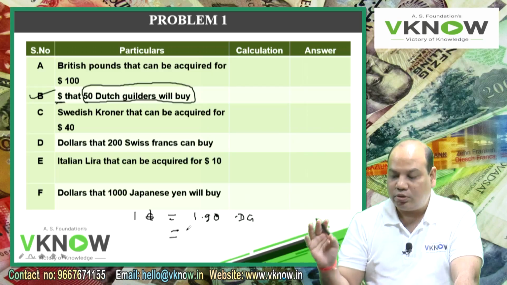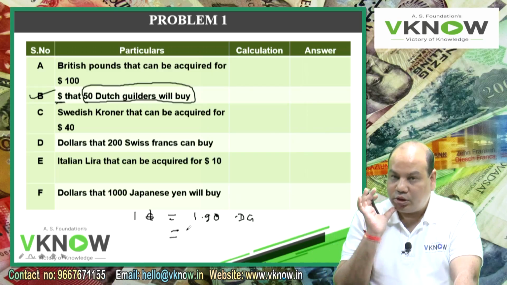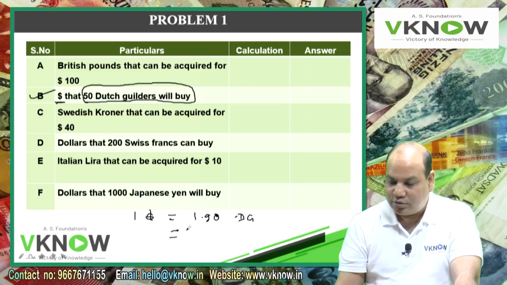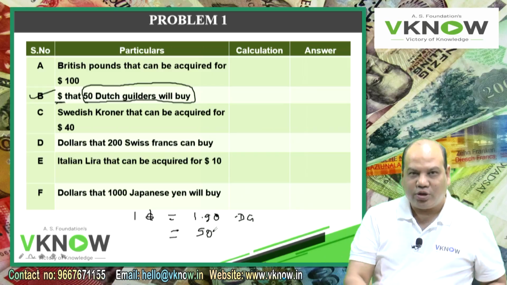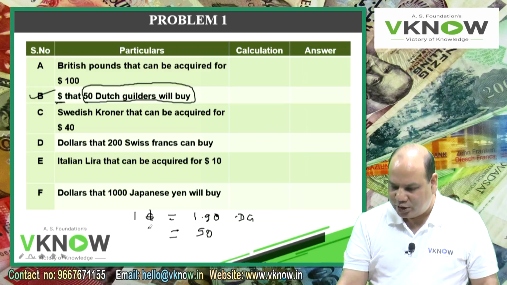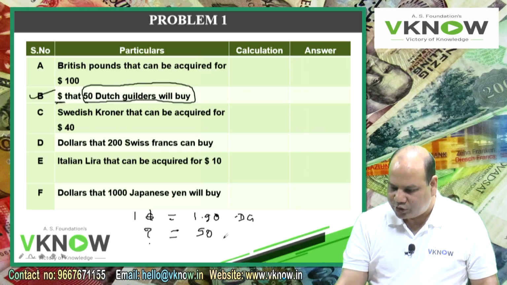And now suppose you are a Netherlands person, Dutch, they are called Dutch. So you are a Dutch. You go to USA. You have 50 Dutch guilder with you. You have just landed at that New York airport, okay? And you are walking to that exchange counter. How many dollars can you get from this 50 Dutch guilder?